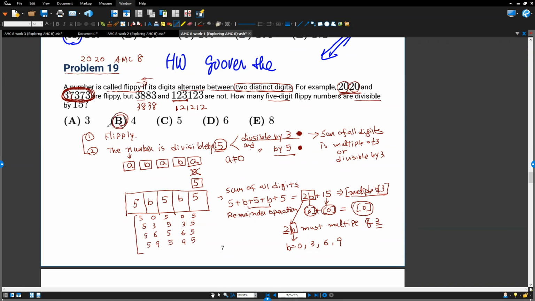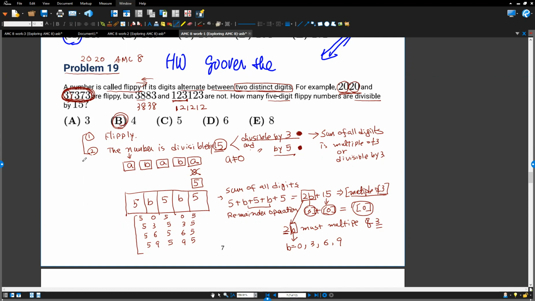Any questions about this number 19? This is a lot of work, right? Division by 3 and division by 5. You need to understand what divisibility is. All right, that is number 19. Any questions?